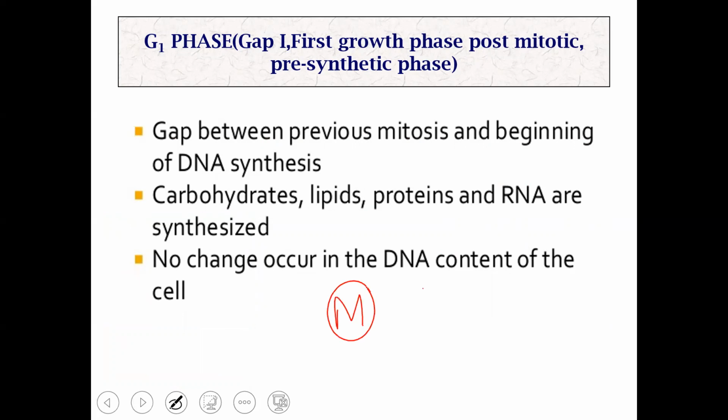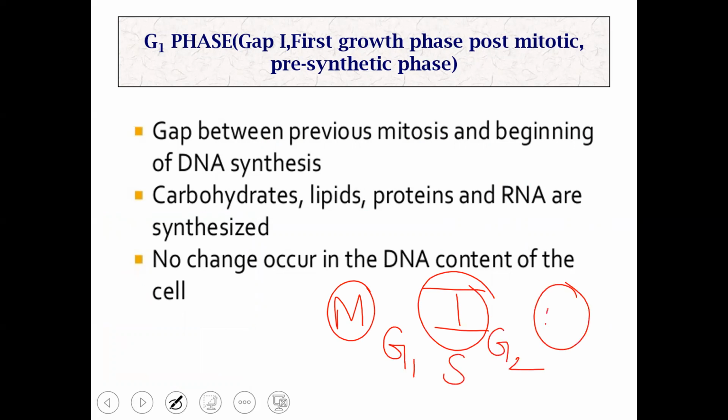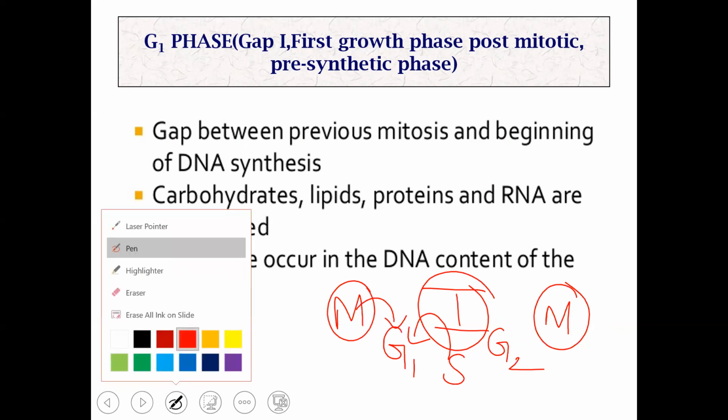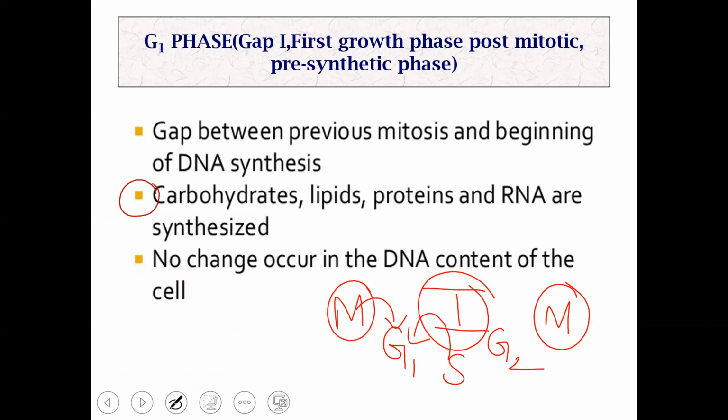So after M phase, in interphase, the first phase will be G1 phase, then comes S phase, then comes G2 phase, and then one more M phase. So it is after mitotic division, but before synthetic division, so it is the pre-synthetic phase. The gap between the previous mitosis and the beginning of DNA synthesis is called gap1 phase or growth1 phase. So what exactly are the events which take place in gap1 or growth1 phase? The major event is the synthesis of biomolecules. Carbohydrates, lipids, proteins, and RNA are synthesized in this particular phase.